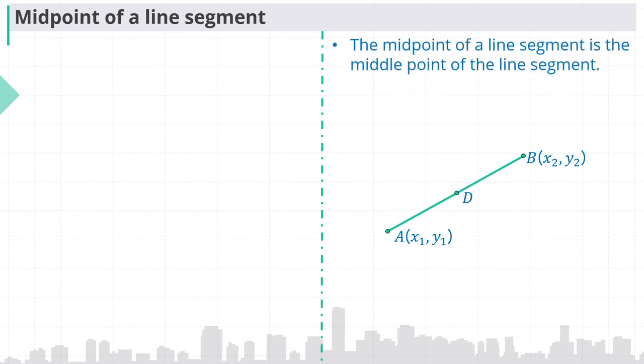Now, the midpoint of a line segment is the middle point of the line segment. So in this line segment AB we have in the diagram, we see that the point D is the midpoint. The point D divides the line segment AB into two halves.